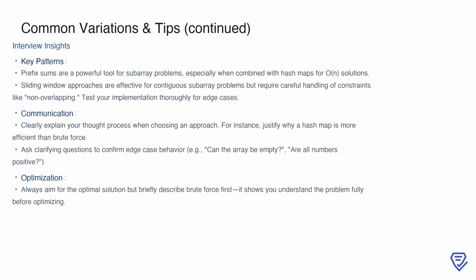To excel in interviews involving this problem, there are several key insights to keep in mind. First, recognize that prefix sums combined with hash maps are an extremely powerful pattern for solving subarray problems efficiently, often achieving O(n) time complexity. For problems requiring contiguous subarrays, sliding window techniques are effective, but you must carefully handle constraints like ensuring subarrays are non-overlapping. Always test your code against edge cases to ensure robustness.